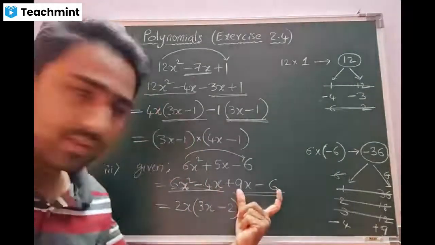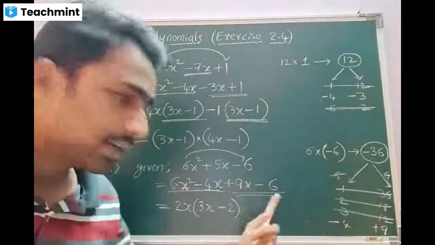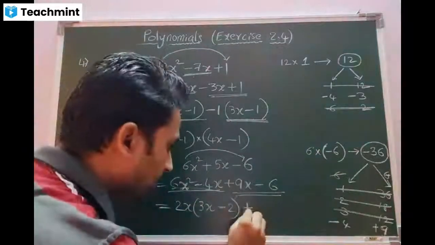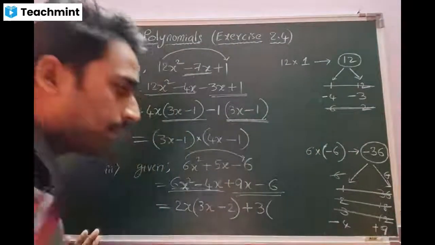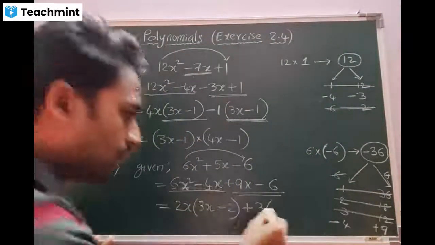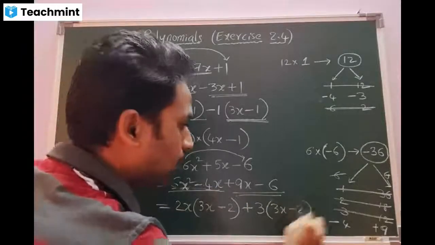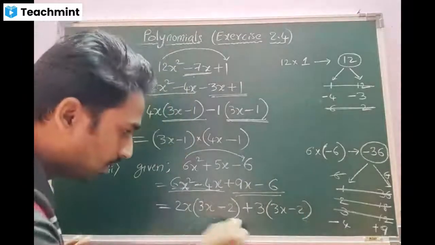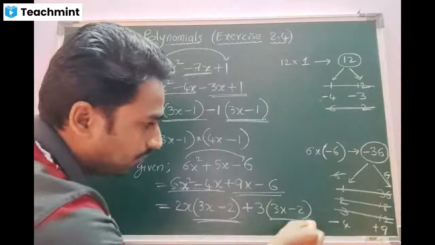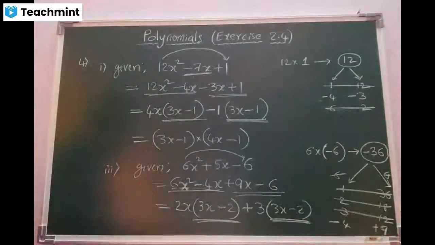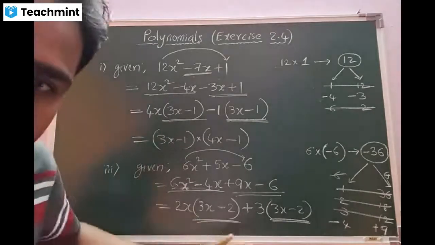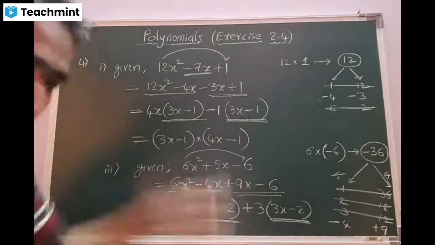What is common here? 6 and 9. 3, sir. We should take 3 as common. So plus 3 I have taken out. 3x minus 2. But again, verification. See, this has to be repeated. Clear? Yes, sir. Beta, copy till here. One more step is remaining. I will show it. Write down quick.